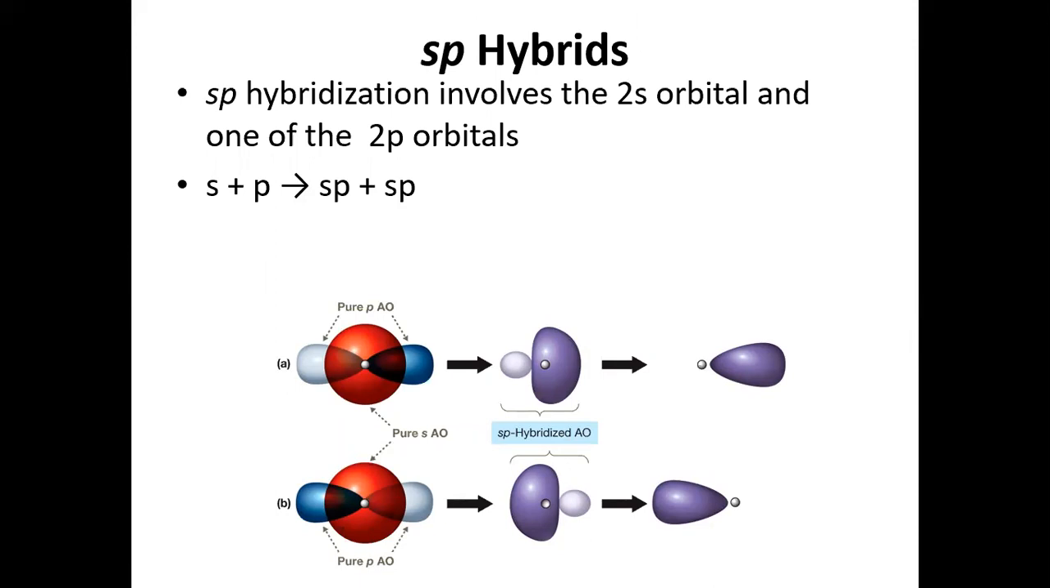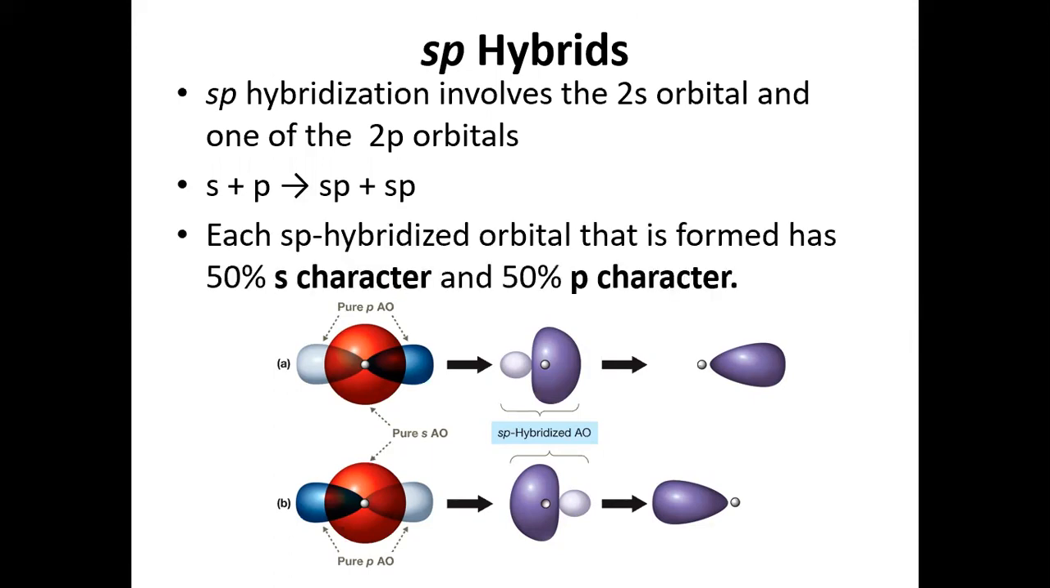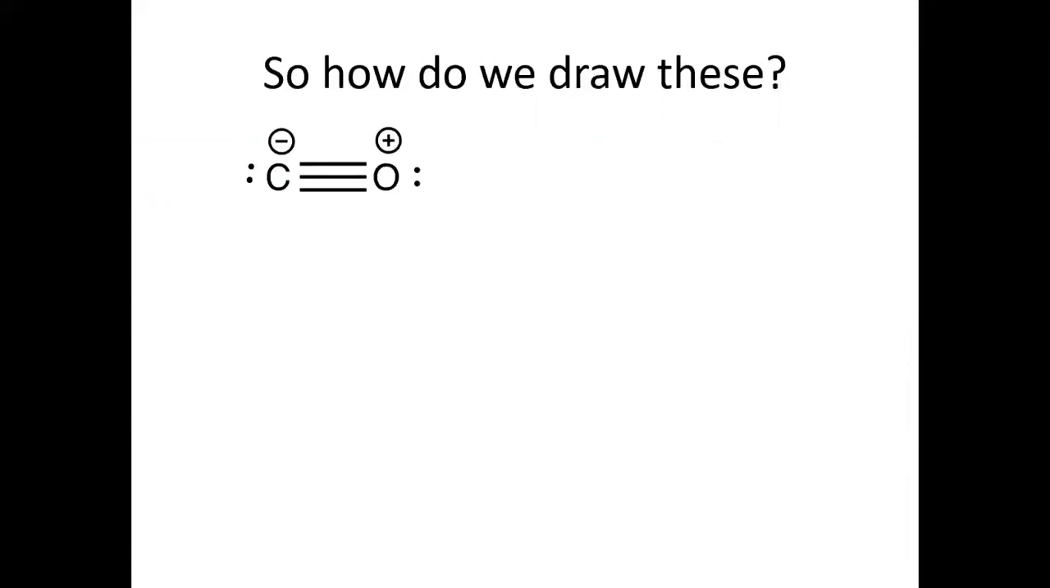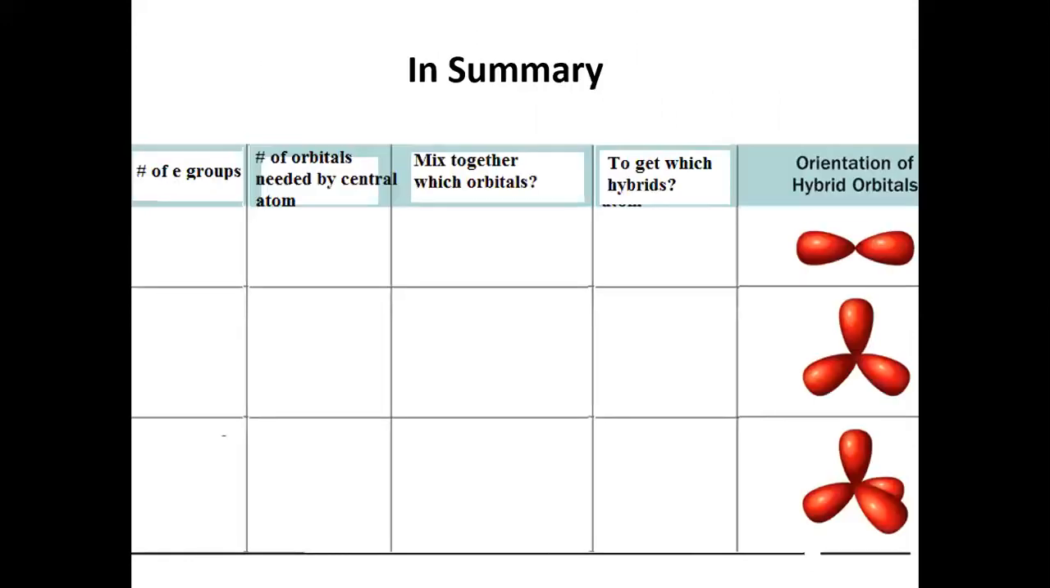So now this is our sp orbital. This is what they look like when they overlap. This is an sp hybridization. And so you can see now it's a 50-50 mix. It looks a little bit more like an S now. And this is it. All right. So this is our basic idea. So if I have 4 electron groups, how many orbitals do I need for my central atom?